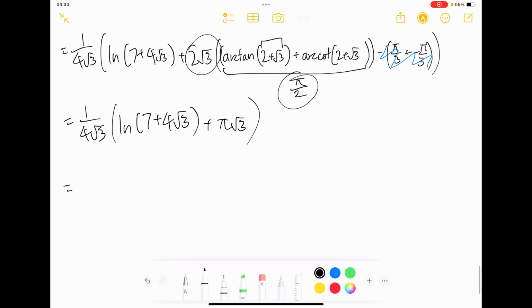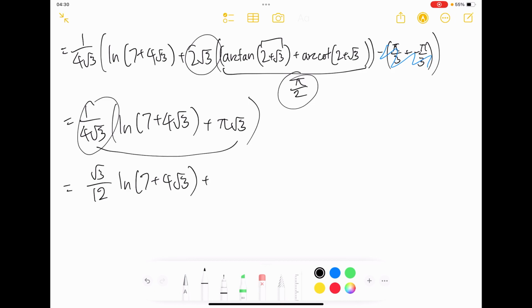And so, if we decide to rationalize this bit, that's root 3 over 12, I believe. So a quarter times 1 over root 3, but 1 over root 3 is root 3 over 3. So yeah, and then natural log 7 plus 4 root 3, and multiplying this by pi root 3, the pi root 3's cancel out, gives pi over 4. There we go. That's K3. That's K3. Oh my god, we have all of them. We have all of them.